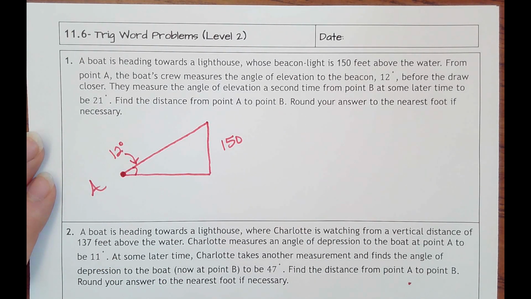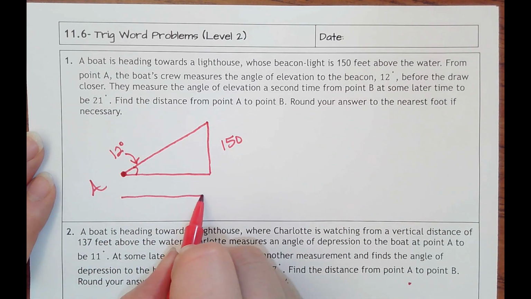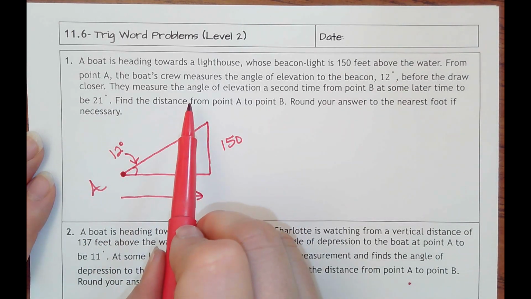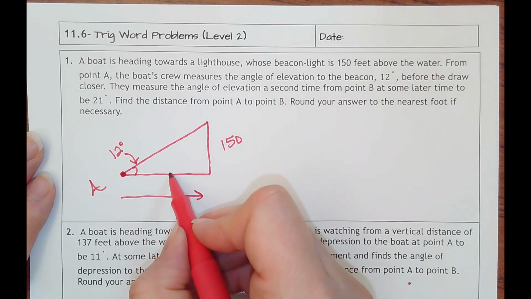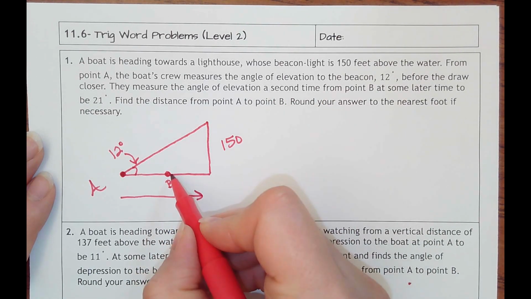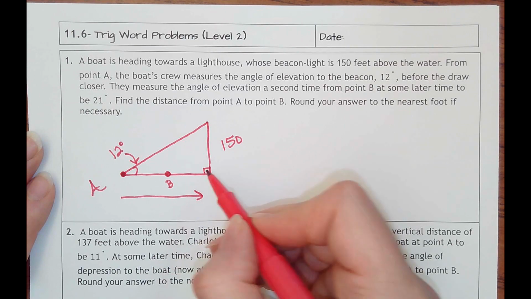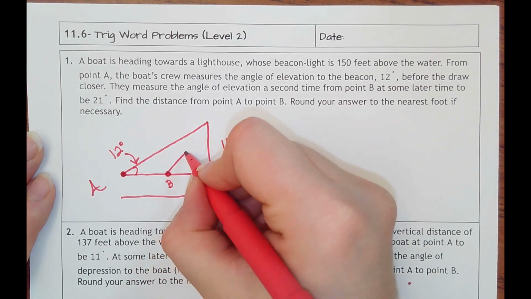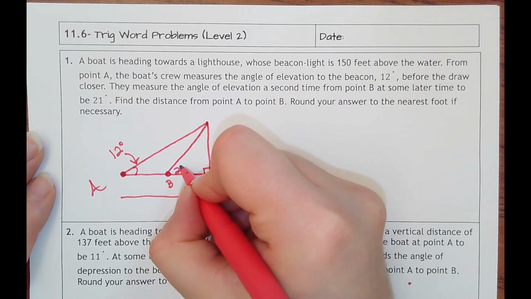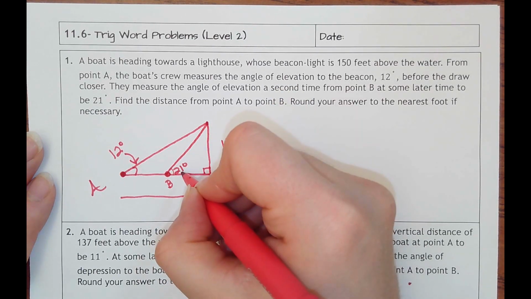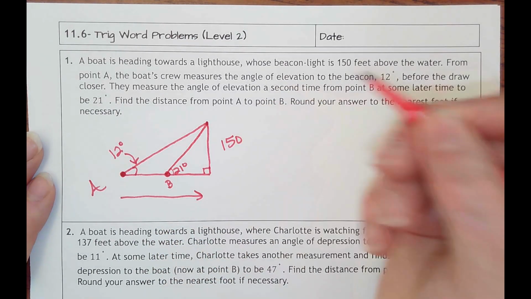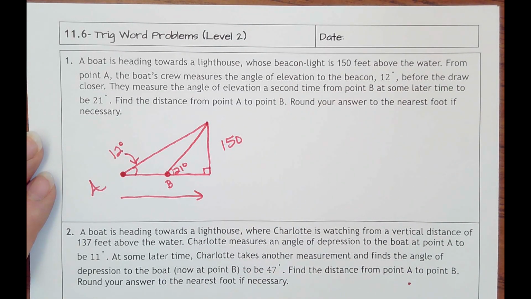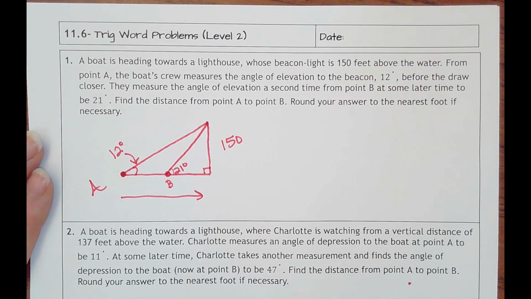And then they're getting closer to the lighthouse because we said they're coming in, right? They're going in towards. Then they measure the angle of elevation a second time from point B, so just make it somewhere closer to the lighthouse, to be 21 degrees. So still measuring up to here. So the angle became bigger because now this is steeper, looking up to it because now they're getting closer. Find the distance from point A to point B.